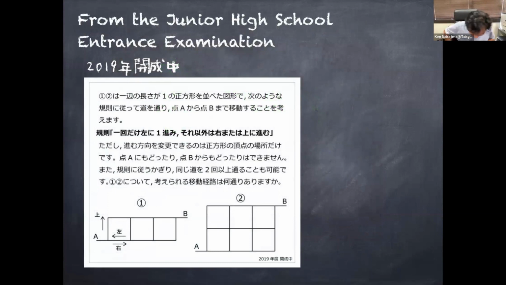Now, this is a bit interesting, the slide. I really love it. This is written in Japanese, but I will explain. This was taken from an entrance exam for junior high school.